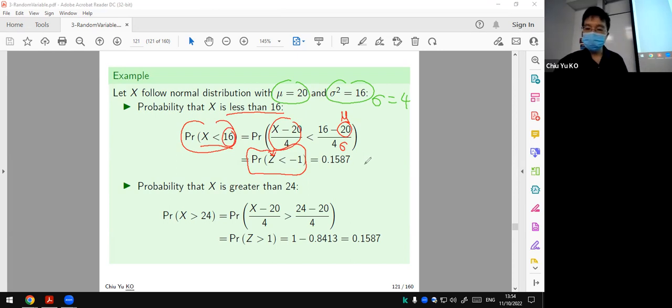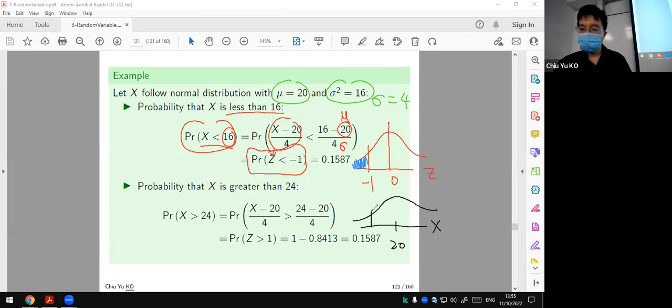That gives you negative 1. So what you're going to do is look at this table. This is Z. This is 0, this is negative 1. We're looking at this area. The mean 20 here, and 16 here. And these two areas are the same thing. They're the same area. So that is what we're trying to do. Is that clear what we're doing?